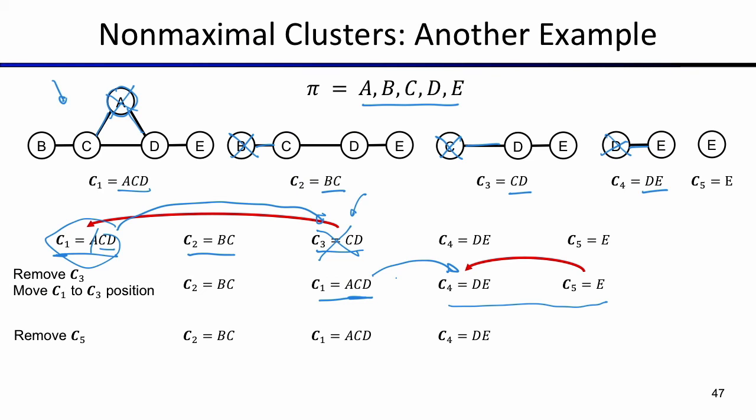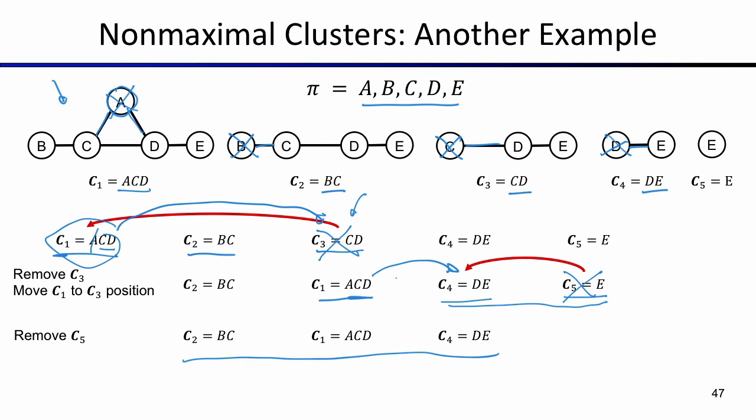And in the last step, we see that this one here is not a subset of anyone that came before, and this one here is a subset of C4. So we're going to eliminate this last cluster here. In this case, we eliminate it and put C4 in the place of C5, but C4 is already the last one, so there is no need to move it. So we end with this sequence here.